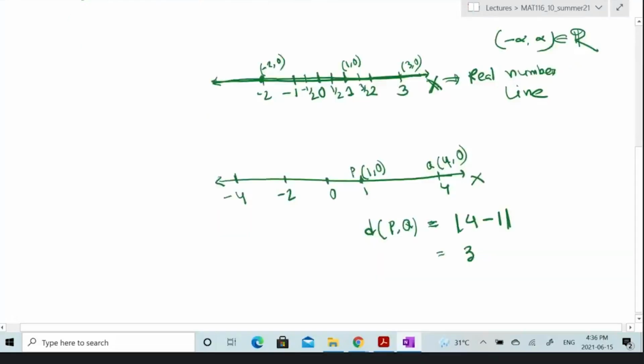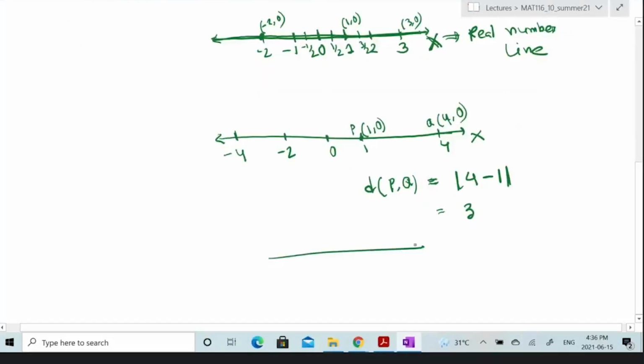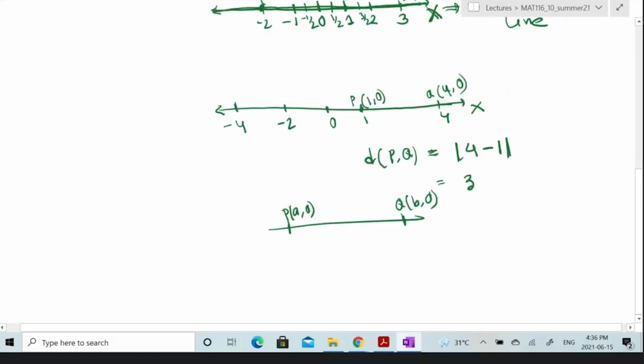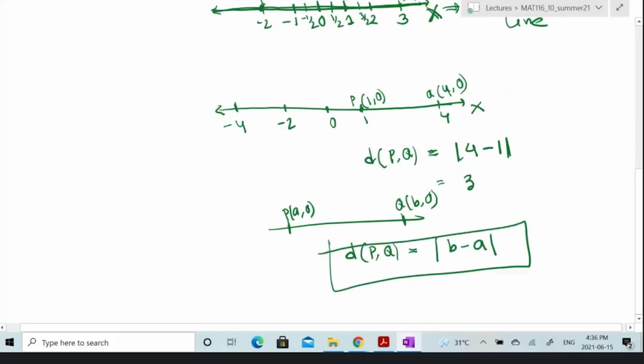So instead of giving you a number, if I just tell you, this is my P, which is a comma 0, and this is my Q, which is b comma 0. So what should be the generalized formula then? B minus A. Exactly. So this is the generalized formula for finding distance between 2 points if we have a one-dimensional coordinate system. Okay? Absolute value of b minus A.